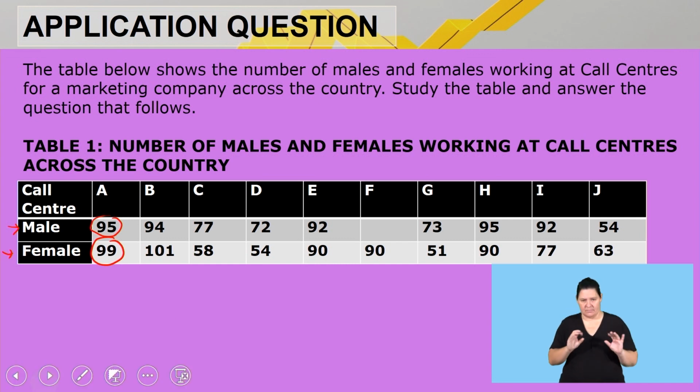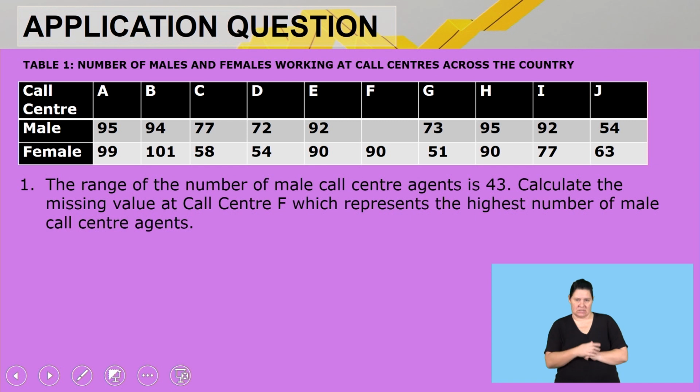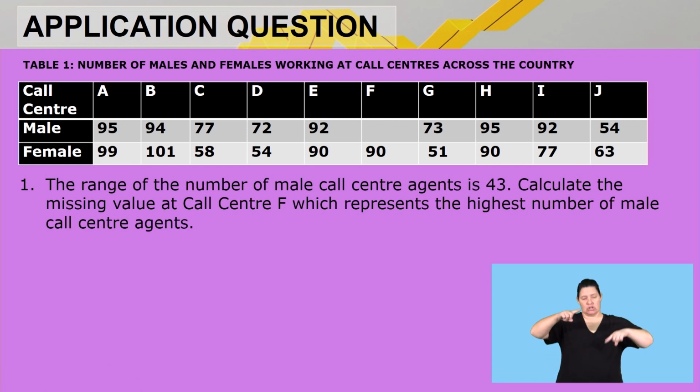Now let's move on to our first question. Remember, it's still the same context. So here we are saying the range of the number of male call center agents is 43. Calculate the missing value at call center F. Now if you go to our table, you can see there's nothing here, no? Hence, we are saying calculate the missing value at call center F, which represents the highest number of male call center agents. Okay? So that is what we need to do.